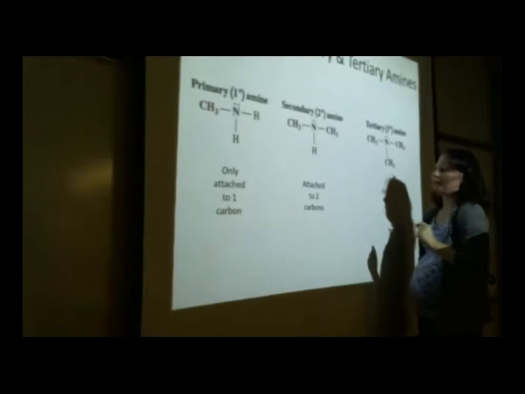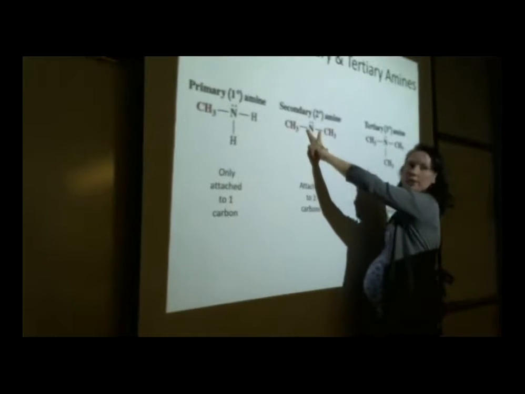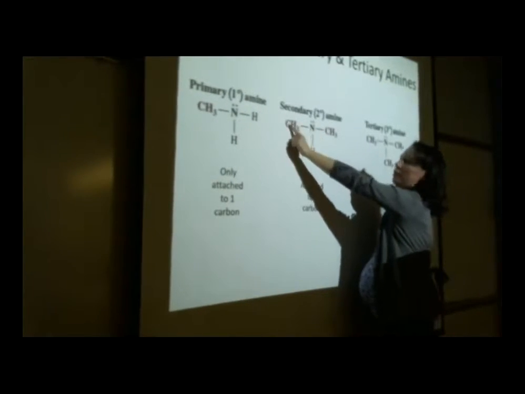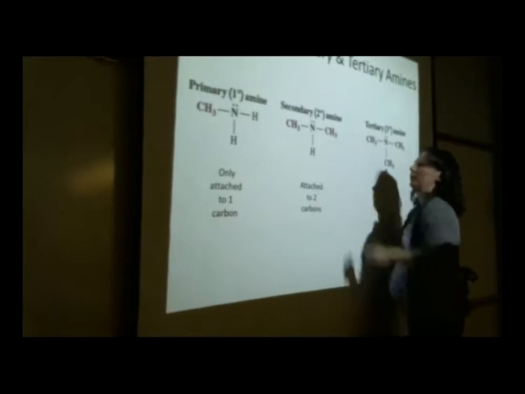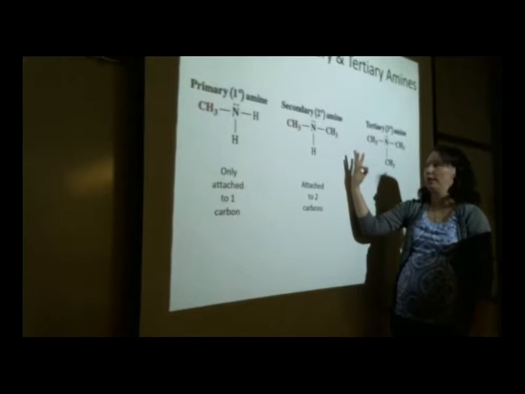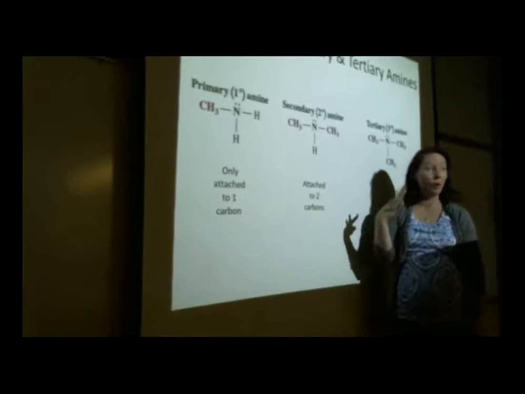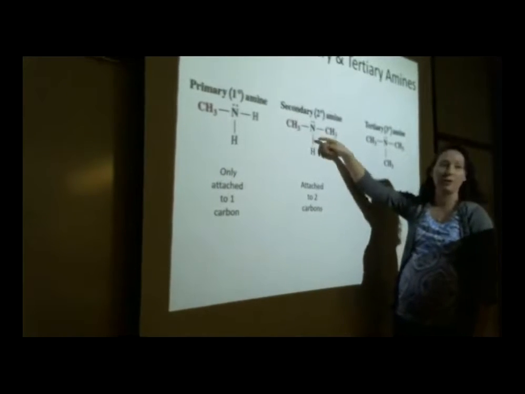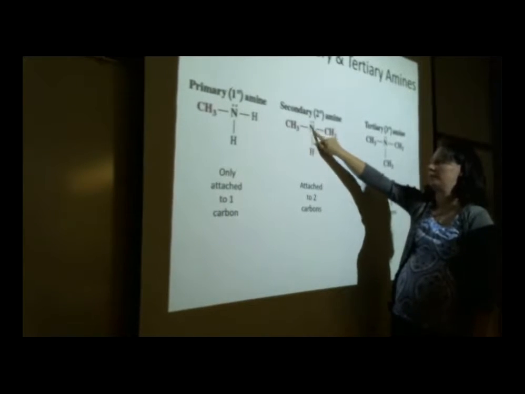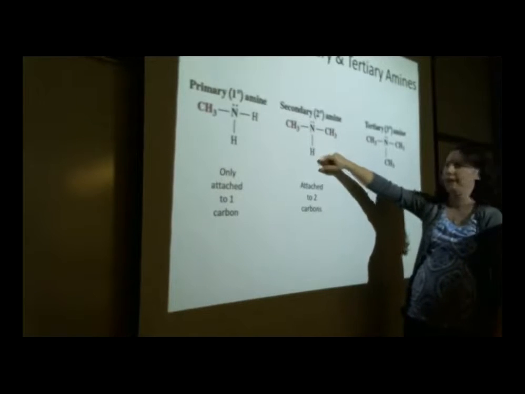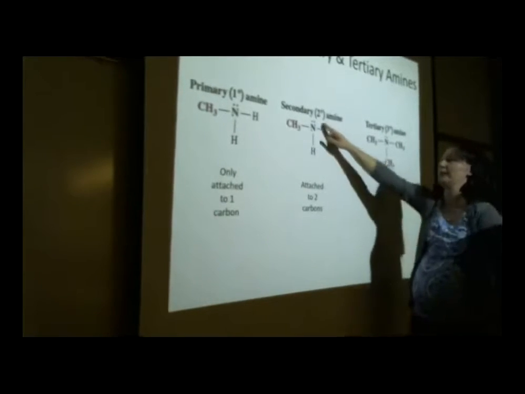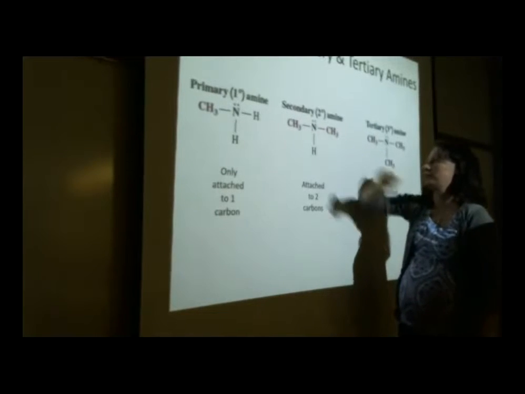A secondary amine is attached to 2 carbons, right? So you notice this nitrogen's attached to that carbon and that carbon, but nitrogen's got to have 3 bonds total, right? So just like carbon's always got to have 4, this nitrogen's always going to have 3. So if the nitrogen's attached to 2 carbons, then that means that there's another hydrogen on there. And then that lone pair of electrons. We call that a secondary amine, right? It's attached to 2 carbons.